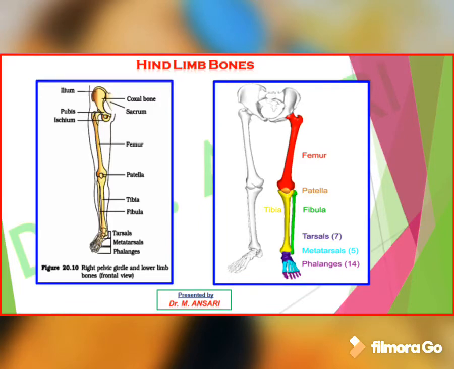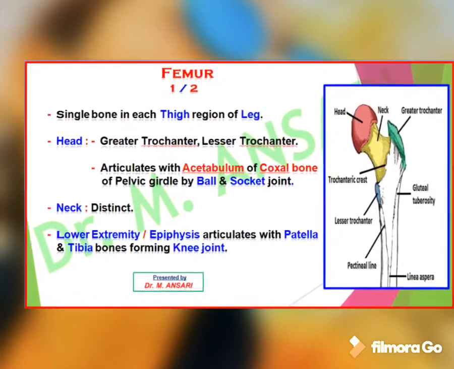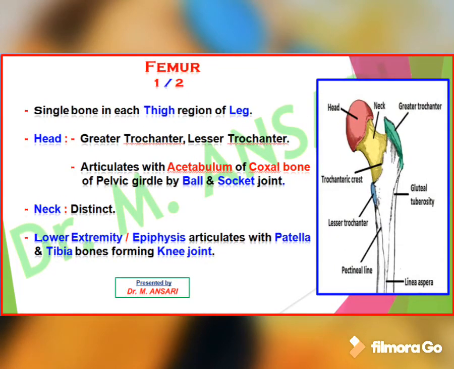Femur is regarded as the longest bone of the body. Characteristically, it has a neck near its head region, so the presence of a neck is a characteristic feature of the femur. The head of the femur consists of greater trochanter and lesser trochanter. This head articulates with the acetabulum of the coxal bone of the pelvic girdle by forming a ball and socket joint.